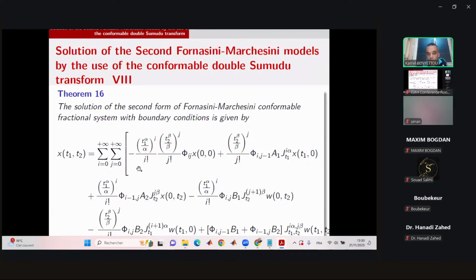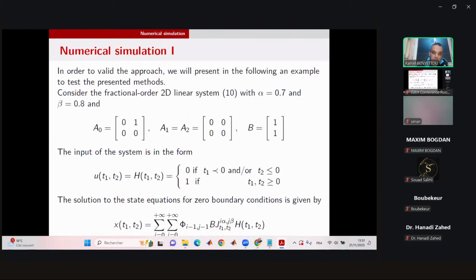Actually, in numerical analysis, we can limit this double sum because, for example, when we have big values of i and j, this transition matrix is equal to 0. So this solution also converges and exists in many cases, of course.